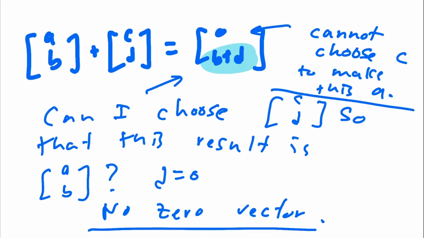So let's see. Right, and if there's no 0 vector, the next one says there's an additive inverse. Well, if there's no 0 vector, then it doesn't even make sense to ask if there's an additive inverse, right? Because it's not possible to add two things together to get a 0 vector because there is no 0 vector. Does that make sense? So really, property 4 sort of relies on property 3. So if property 3 is not satisfied, property 4 cannot be satisfied. Does that make sense?